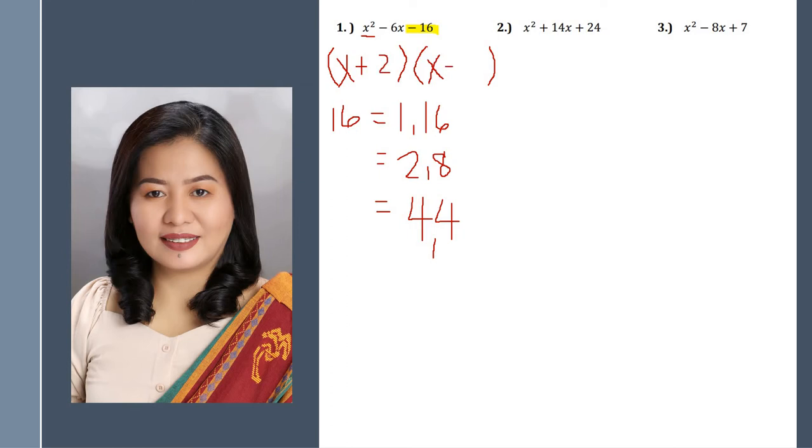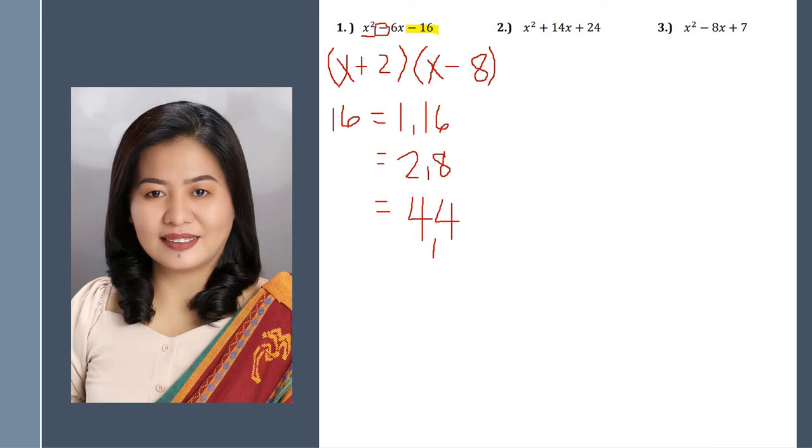and minus 8. Question, why is the minus sign with 8? Because our operation here is minus, so it would mean that the bigger factor will have the minus sign. So that would be for number 1. We moved on to number 2.